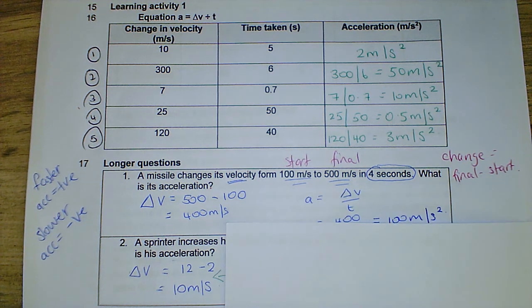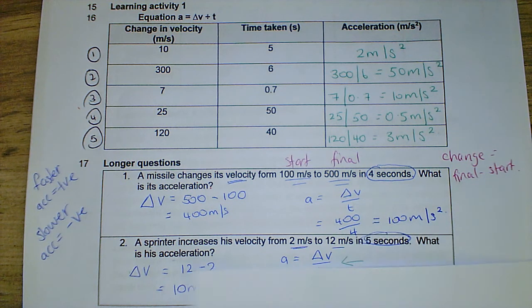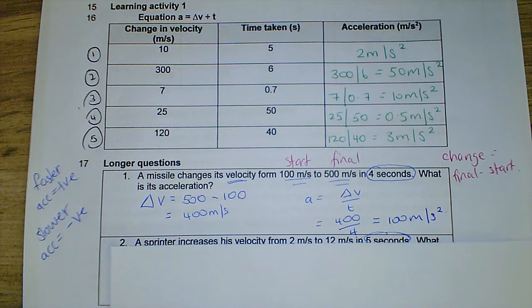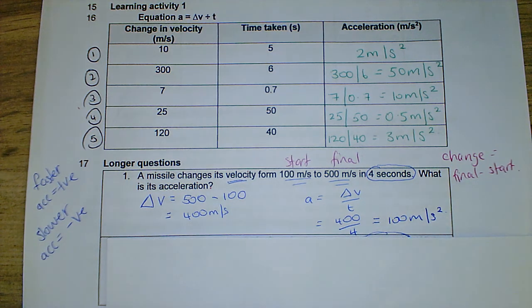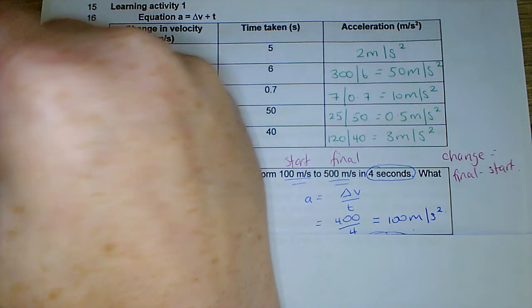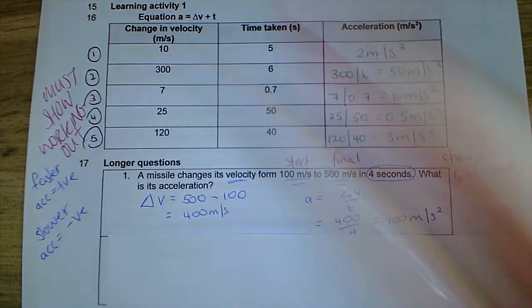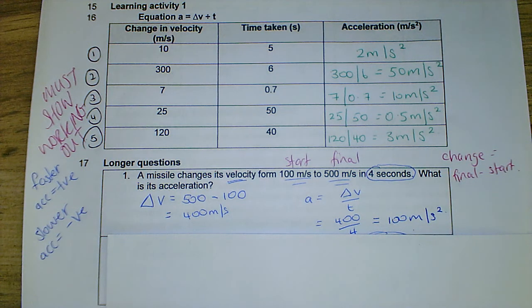Then you would write down your equation. So acceleration equals change in velocity over time. Change in velocity is 400 divided by 4 is 100 meters per second squared. It is not enough just to write down the answer here. You must show working out. Really, really important.